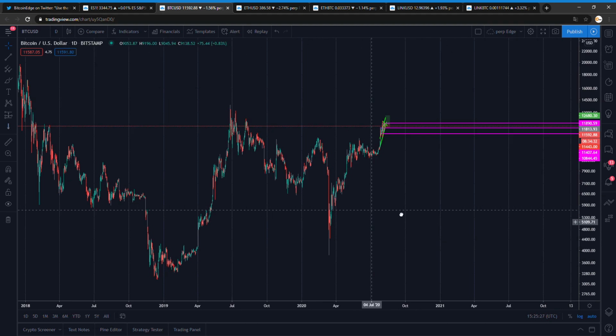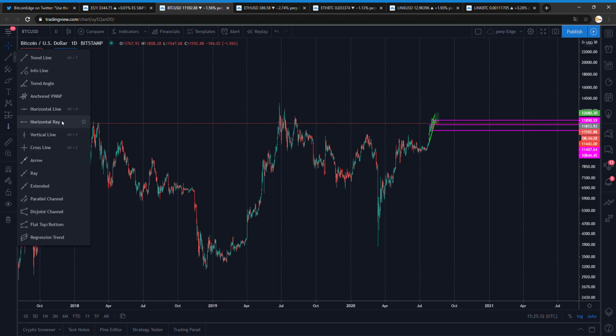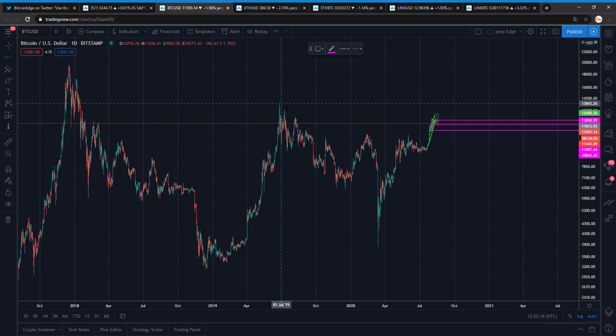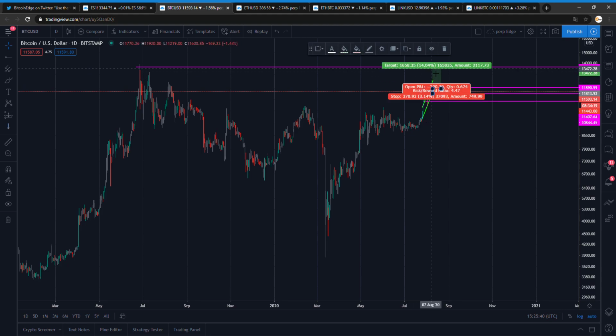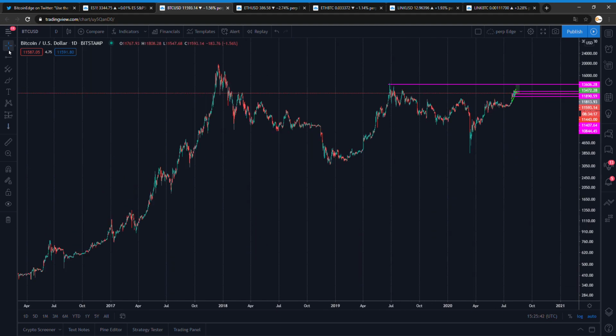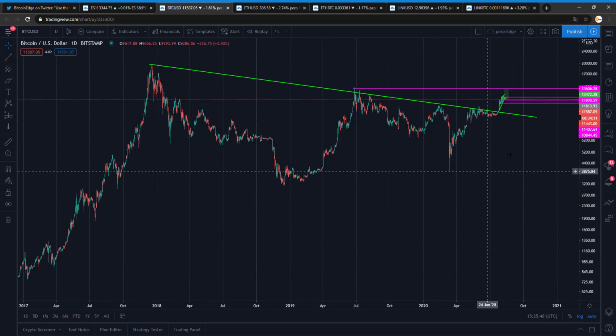My target would be around here, let's say just before 14k. We want to take some profit. And you can see it over here as well. This is why we are in for an epic bull run. Epic bull run. The break of this line, guys.